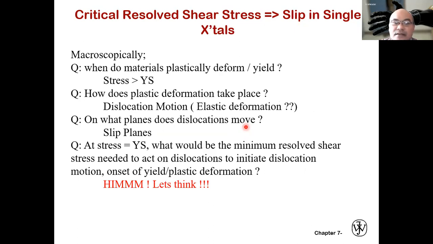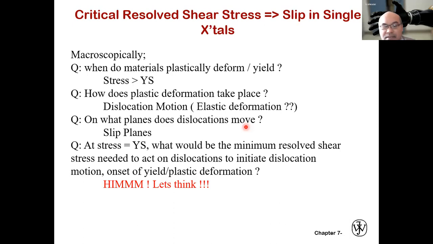Macroscopically, when does a material plastically deform, from the mechanical property point of view? This occurs when the stress is larger than the yield strength. Remember, yield strength. How does plastic deformation take place? When dislocation motion occurs, when the dislocation inside that material is moving until it goes to the edge. Then you also see it as plastic deformation.